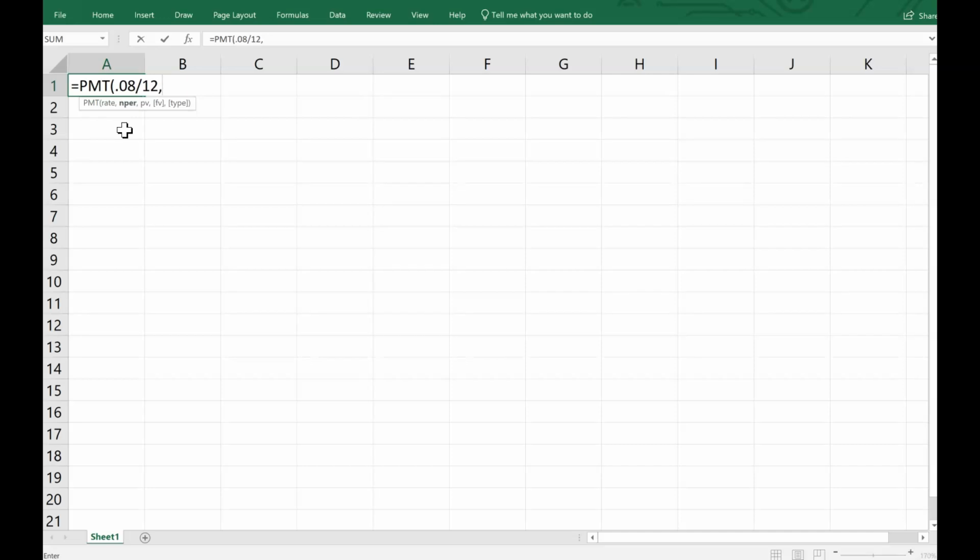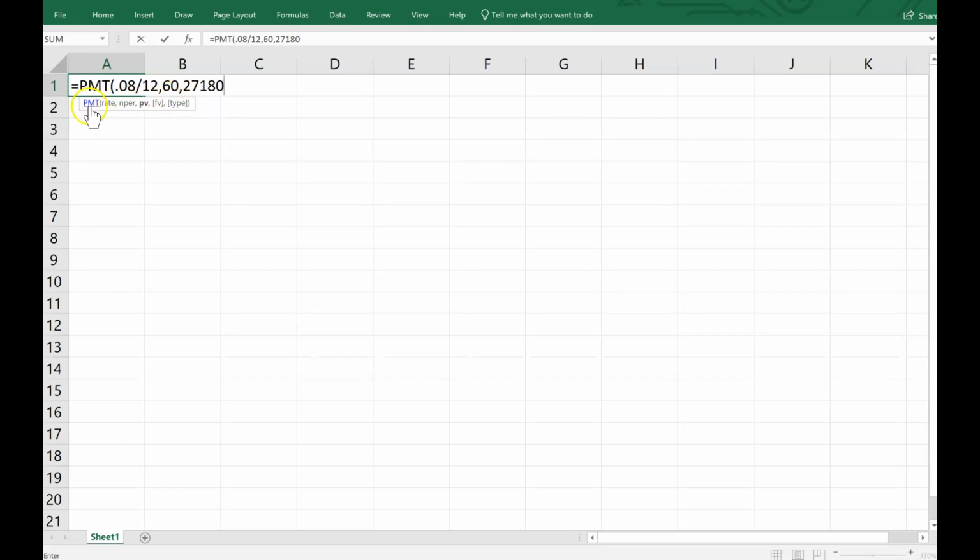Now the next one is the number of payments. N per is the number of payments. So it's 5 years, 12 payments a year, so that's 60 payments in total. And then PV stands for present value. What was the purchase price? So that purchase price was $27,180. And then the next two are in brackets or braces, so we don't need to actually include those. That would be a place for future value and type.